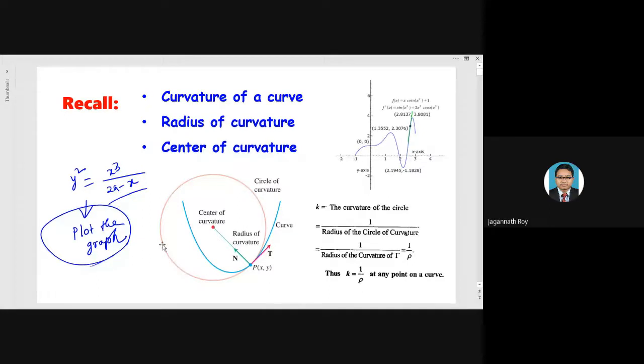So let us go through that. Curvature will help us to understand the bending of a curve at a given point. At this point, the bending is less. At this point, the bending is more. If you take this arc length, then you can see that the curve is bending this much. At the same time, we have seen that the slope of the tangent is changing very fast from here to here.